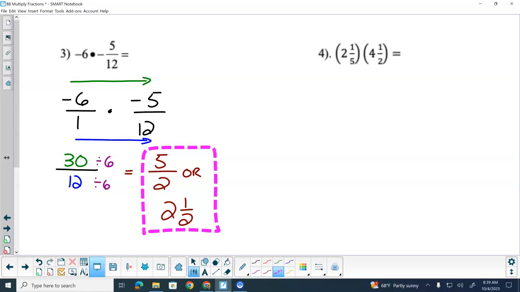Change all mixed numbers into improper fractions first. Okay? So 2 times 5 is 10, plus 1 is 11. So this is 11/5 before we can even start. 4 times 2 is 8, plus 1 is 9. So this is 9/2. We have to change first.